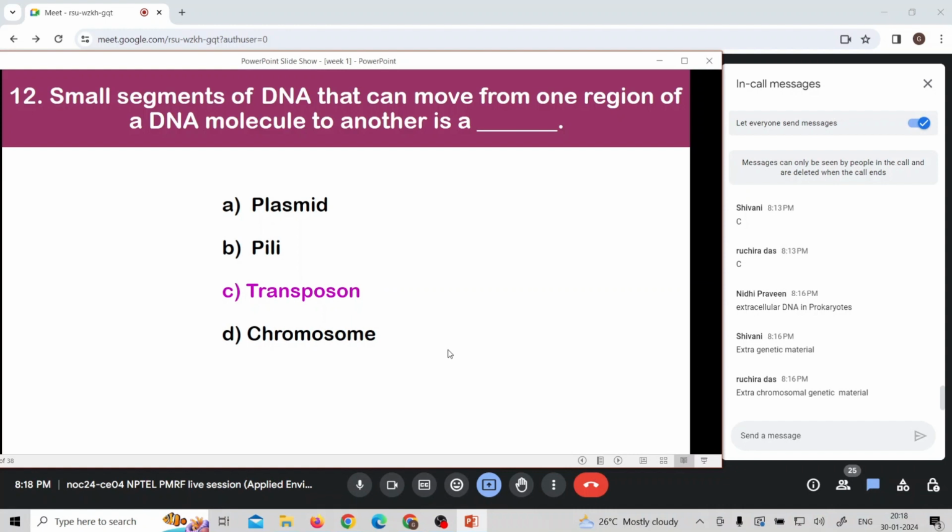Let me be clear again. In these options, the transposon also refers to a part of the DNA, which is also known as jumping genes. Whereas plasmids are extra chromosomal DNA. This pili does not even fall under any of these DNA or chromosome categories. They are not nucleotides or nucleic acid molecules.